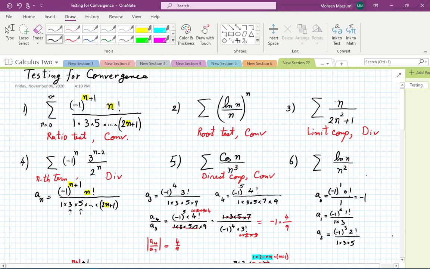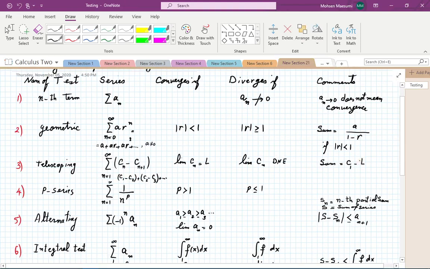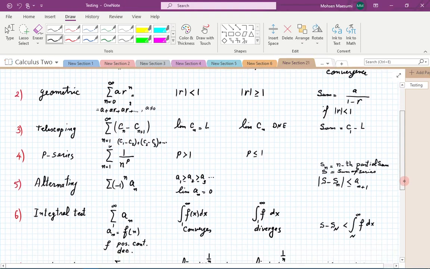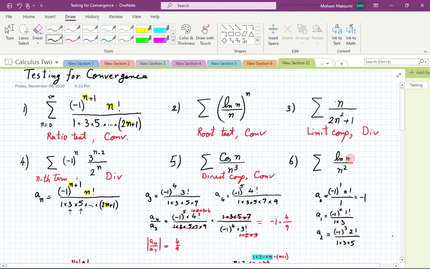So you still can play with comparison, but perhaps an easier one of the tests to apply. Let me see if you can guess which one is going to be a good one for the series logarithm of n over n squared. Integral test is a good way to attack this problem because that's the kind of integral we have seen and we are likely going to be able to handle that.